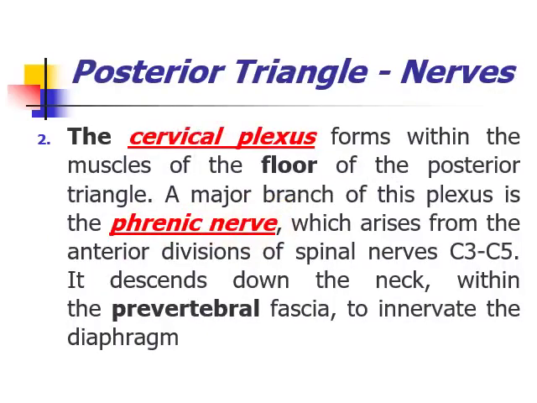The second nervous structure within the triangle would be the cervical plexus. The branches coming from the cervical plexus form the second nervous component within the triangle. The cervical plexus forms within the muscles of the floor of the posterior triangle. A major branch of this plexus is the phrenic nerve. The phrenic nerve arises from C3 to C5 and descends through the neck to reach the thoracic cage, where it supplies the diaphragm.